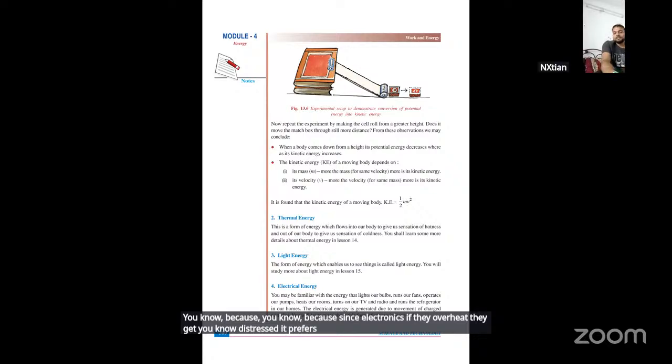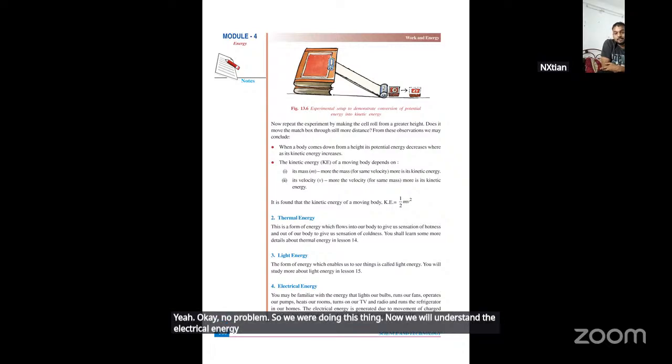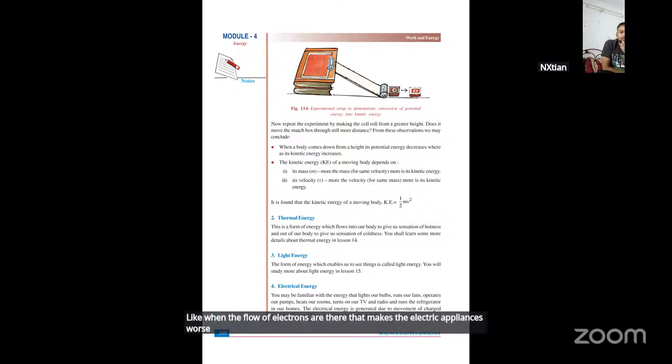Okay, no problem. So we were doing this thing. Now we will understand electrical energy. What is electrical energy? Electrical energy is the flow of electrons. We learned this also. When the flow of electrons is there, that makes electric appliances work, and if electric appliances are working, that is called electrical energy. Yes or no?